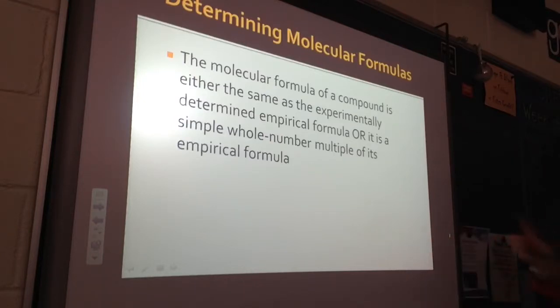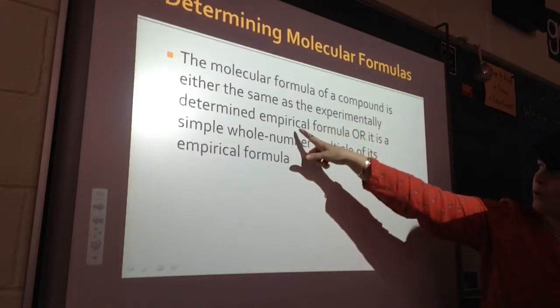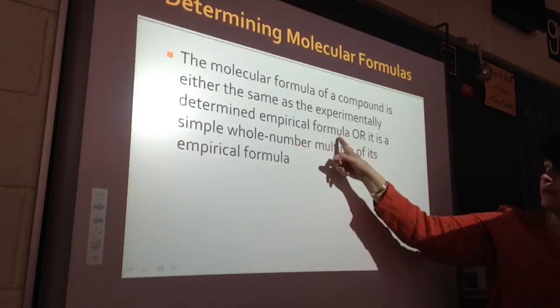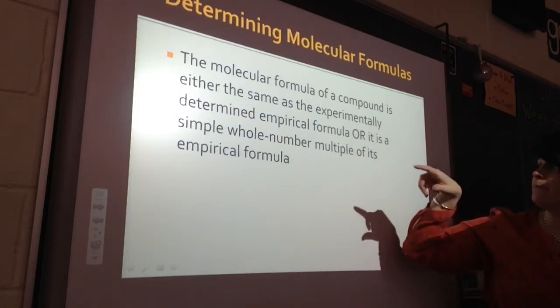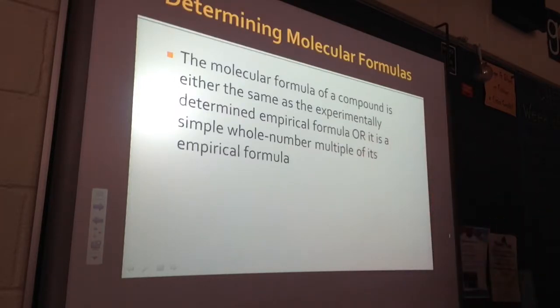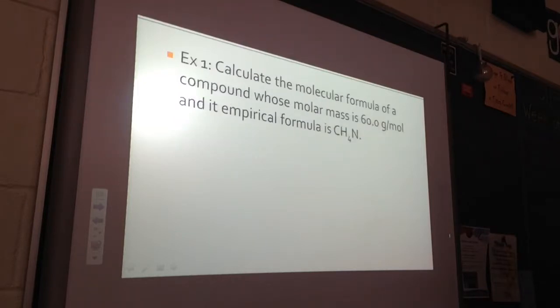We're going to look at it in two ways. We're going to begin with the empirical formula and go from there, or, well, you'll see in just a second. Best way to do it is to do it. So here we go.